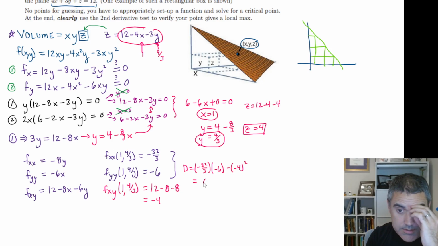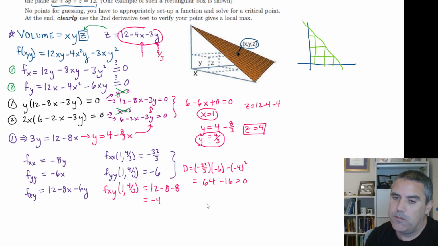Now, if I do that, it's 64 minus 16, which is positive, which is good news. If D is positive, then the concavity doesn't change. It's concave down in all directions. So it is indeed a local max.